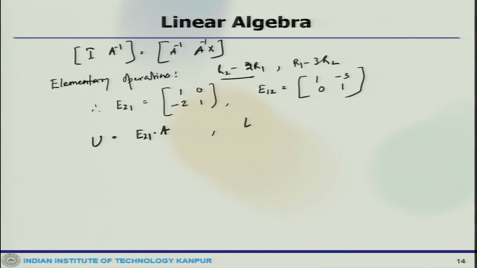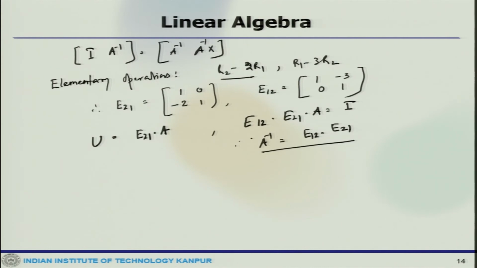So, E12 E21 A is the identity. So, A inverse would be [1 -3; 0 1] times [1 0; -2 1], which is [-5 3; 2 -1]... Okay. So, this is how you can also find the inverse.